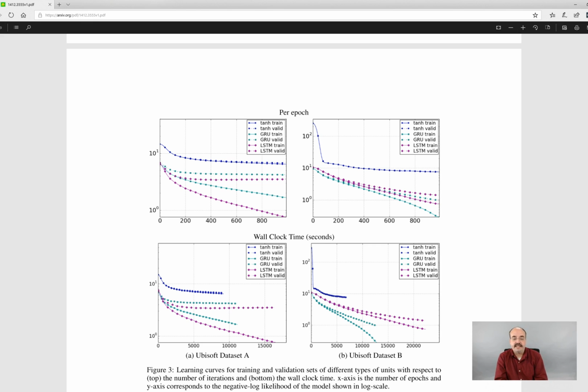Okay, this is the introduction to LSTM and GRU for part 2. And in the next part, we'll see how to actually code this in Keras.